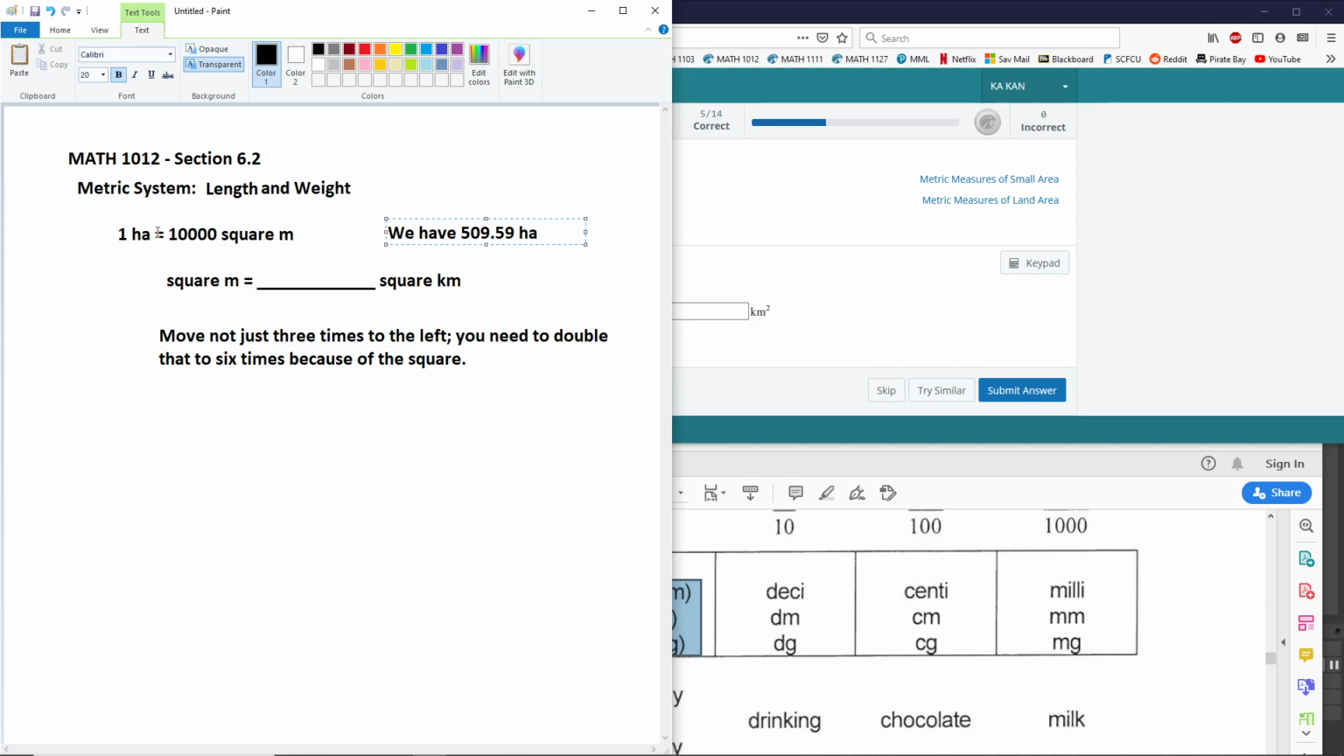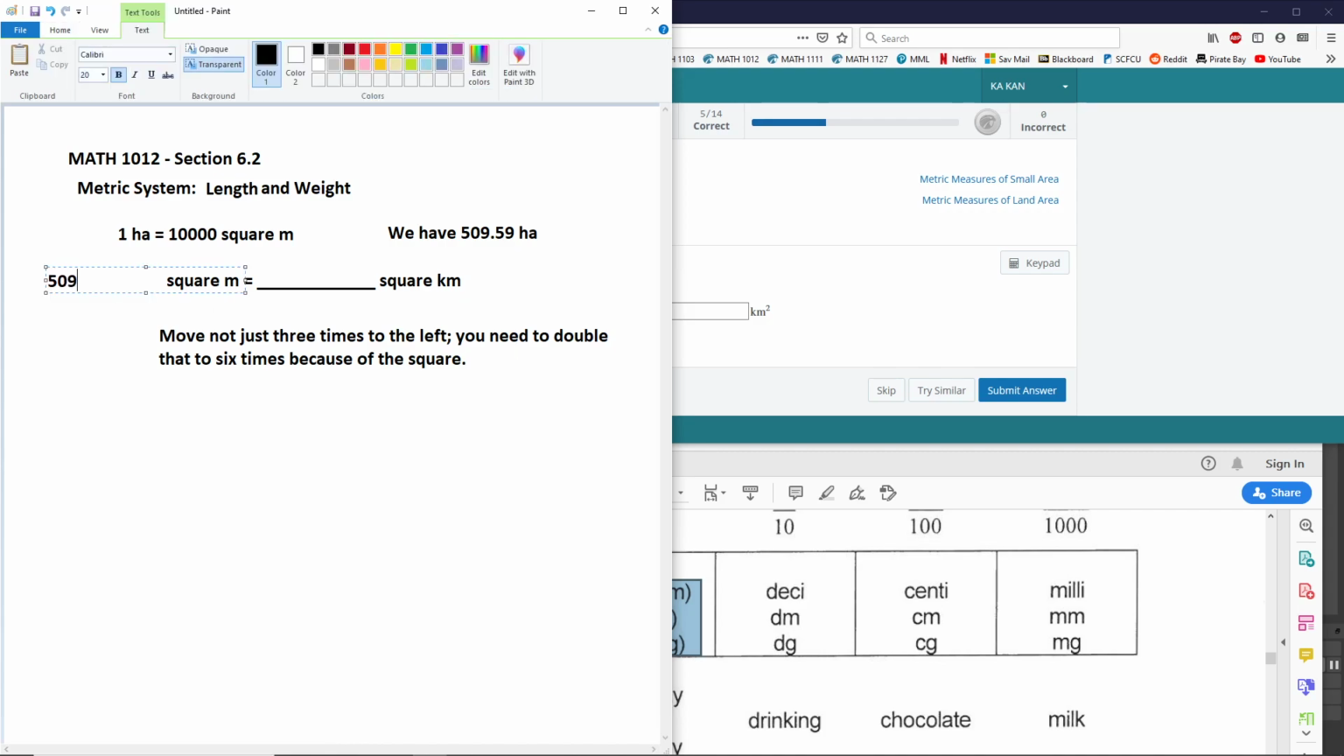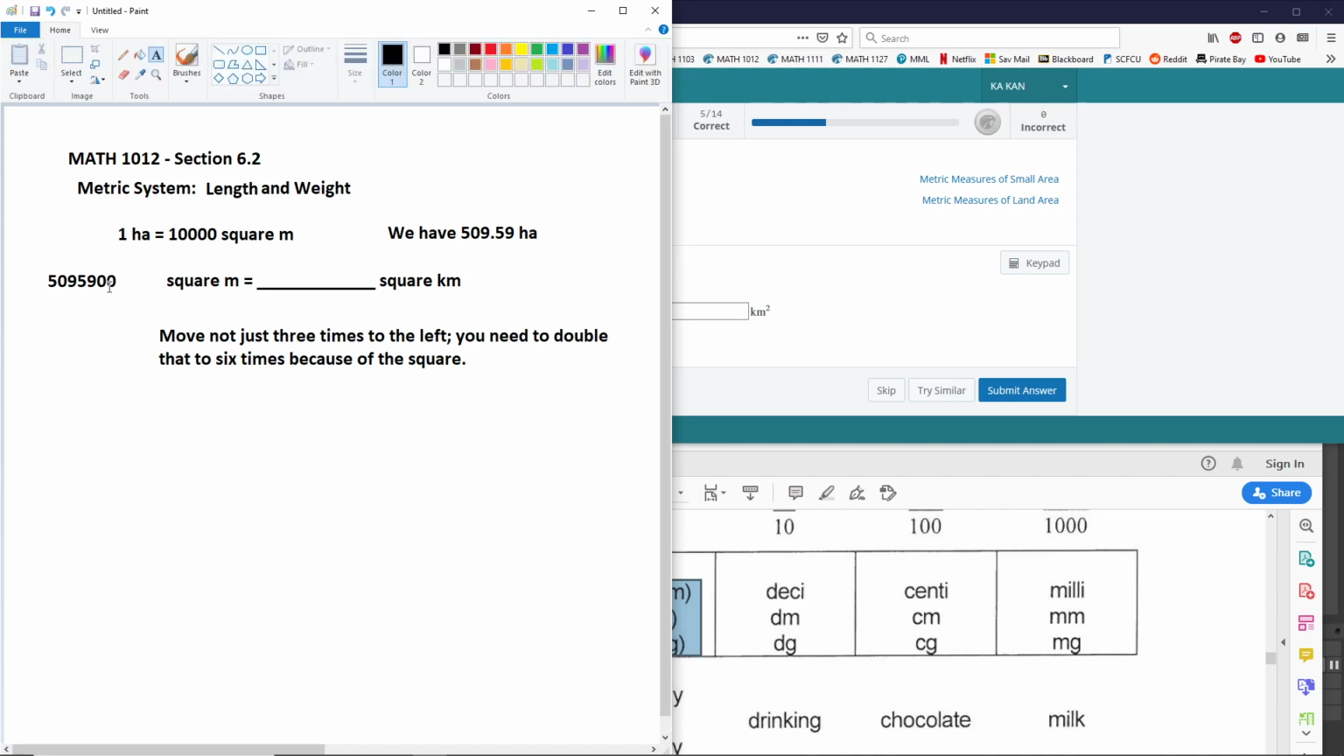That means we have to multiply, right? 1 HA has 10,000, right? So that means we should have 509.59 times that. And here's going to be the answer. 509.59. We just moved it right 4 times, basically. That's what we got so far.